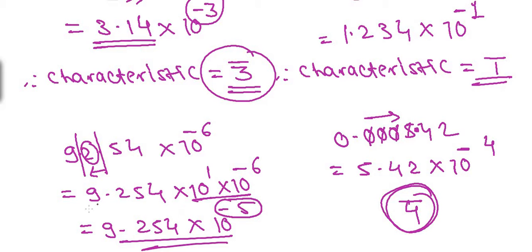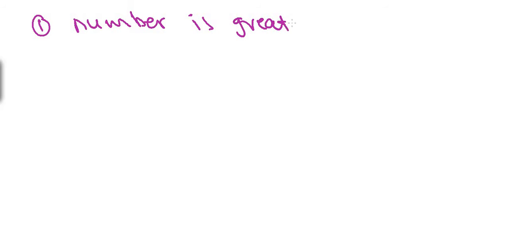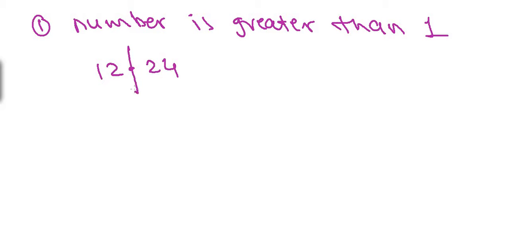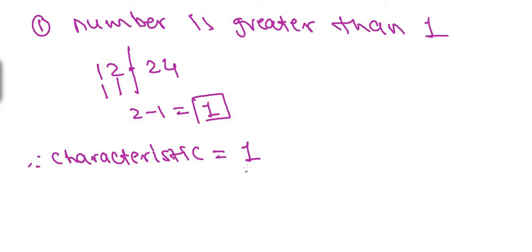There is one more technique to find the characteristic. Now in this technique we divide the number into 2 parts. Number 1, if a number is greater than 1, say for example 12.24. Now when the number is greater than 1, count the number of digits to the left of the decimal. This is the decimal. Count the number of digits to the left of the decimal. 1, 2. Subtract 1 from it, that is equal to 1. This is the characteristic. So the characteristic is equal to 1.